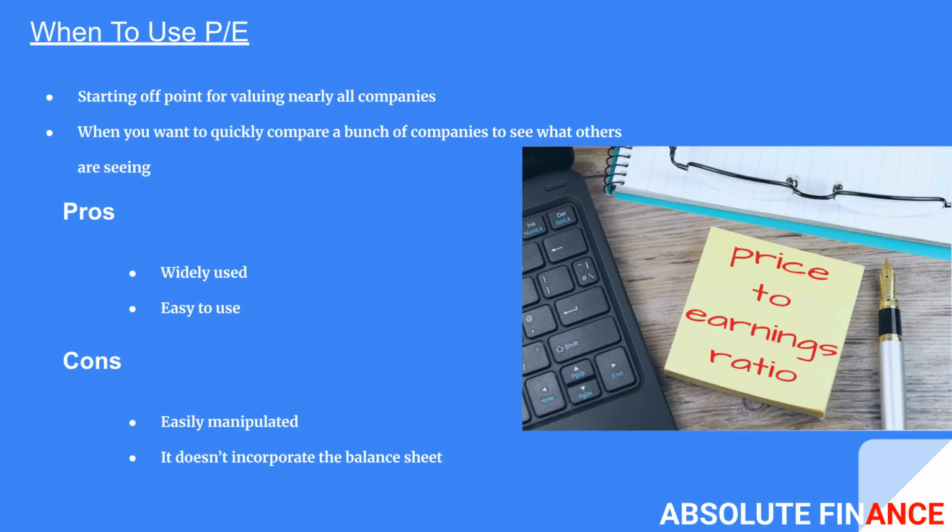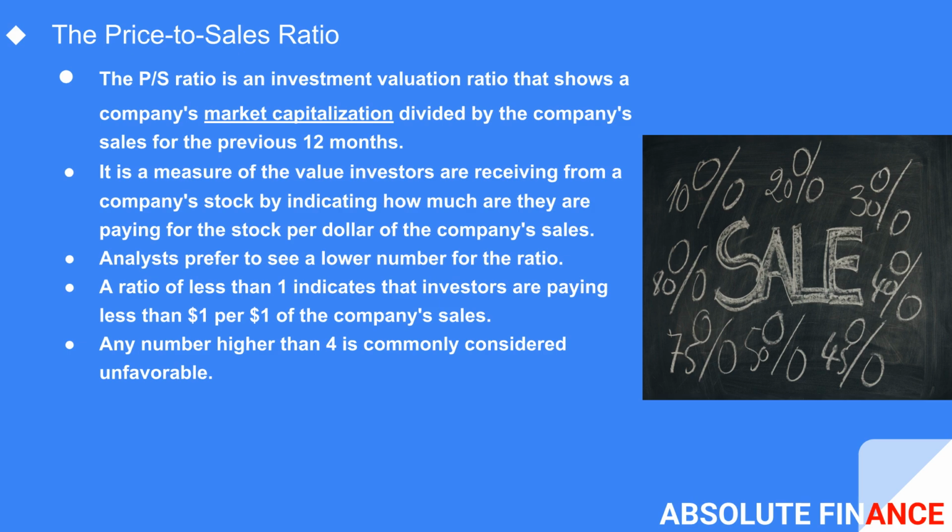The PE ratio is a good starting point for valuing nearly all companies and comparing them quickly. Its advantages are that it is widely used and easy to apply. However, its disadvantages include being easily manipulated and not incorporating the balance sheet. Next is the price to sales, or PS ratio.